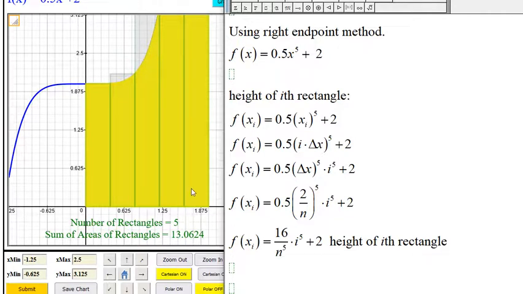And so let's say we want the height of the 5th rectangle, and n is 5. Then here in the place of n, we put 5, and then in the place of i, we put 5. If we want the height of the 5th rectangle, and then evaluate it, that will give us the height of the 5th rectangle, and so on.